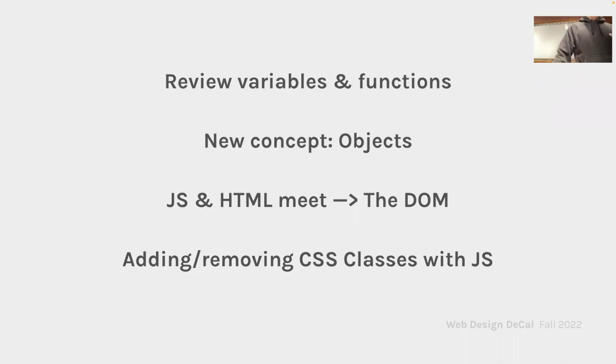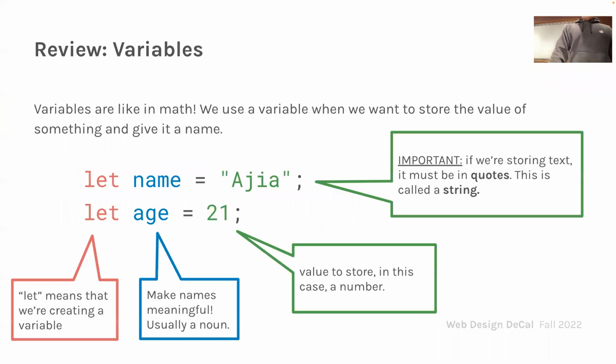So yeah, we'll go over a little bit of review from the previous weeks, and then we'll look at some new concepts. So first, we'll look at variables and functions. Just to cover this again, variables are what we expect them to be. In JavaScript, you can assign different types to a variable, like an integer or a string.